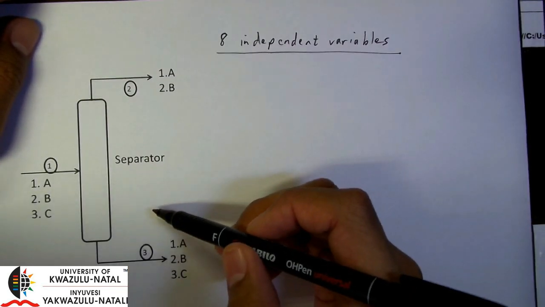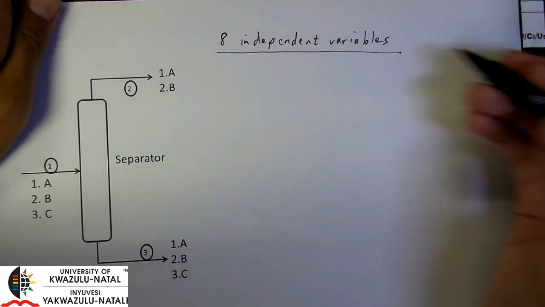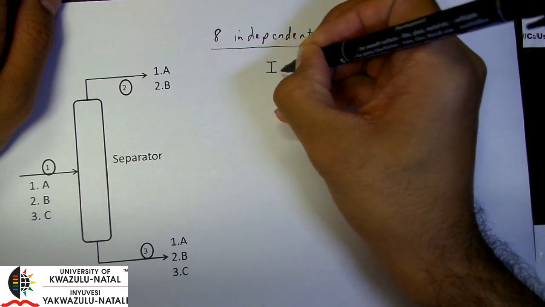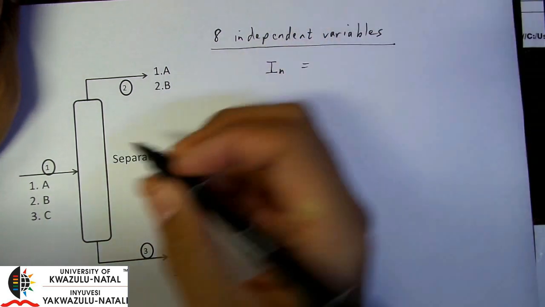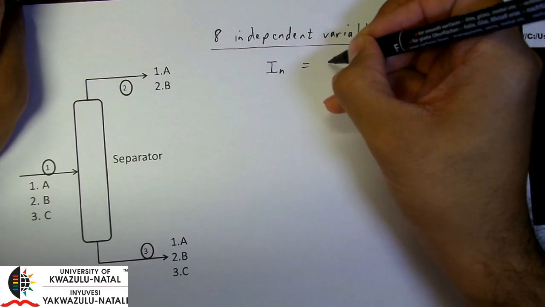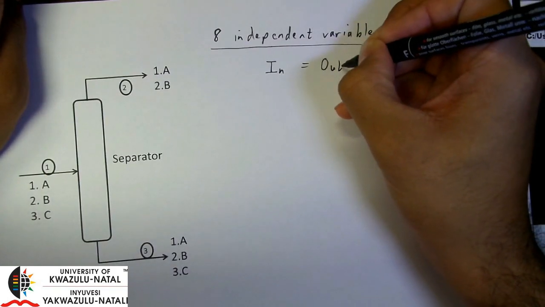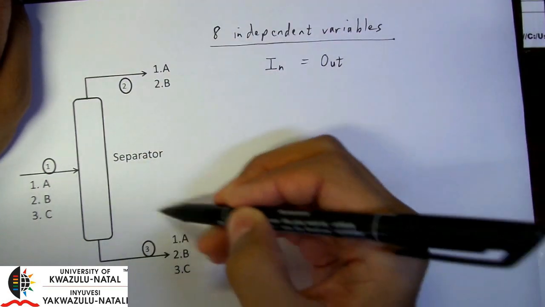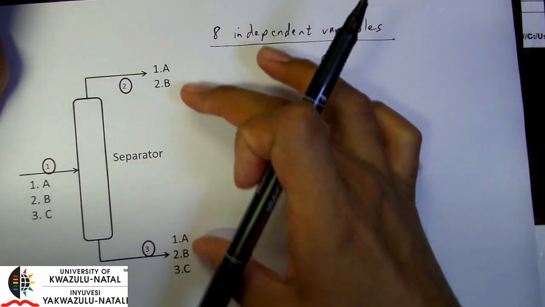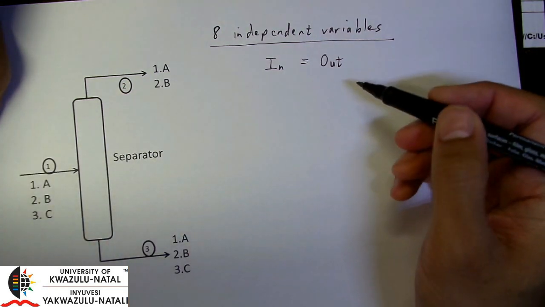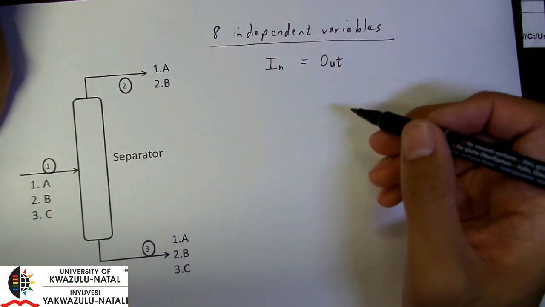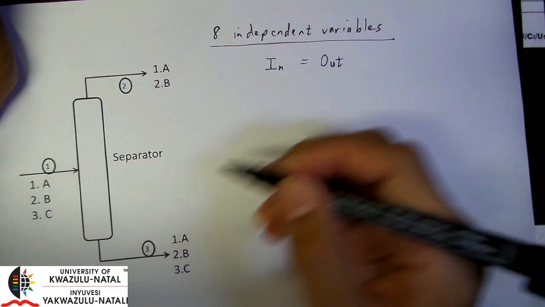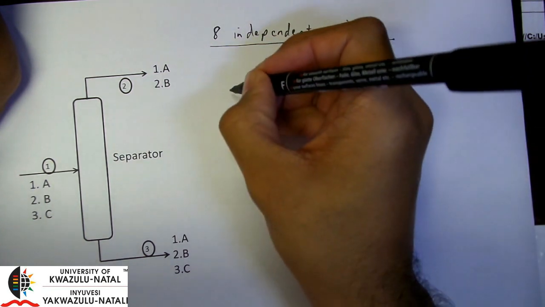And we can talk in terms of moles. Remember that this is simply a separator, so whatever material is going in will ultimately be equal to the amount of material coming out. In other words, the summation of these two streams will add up to the input stream. So let's look at the number of balances that we can write. Firstly, we can write a total balance.